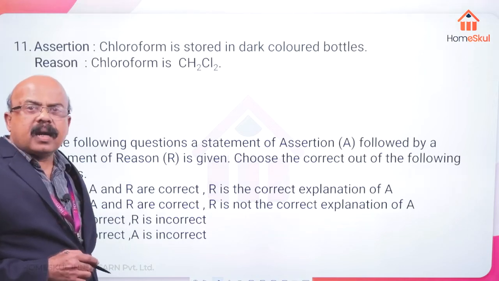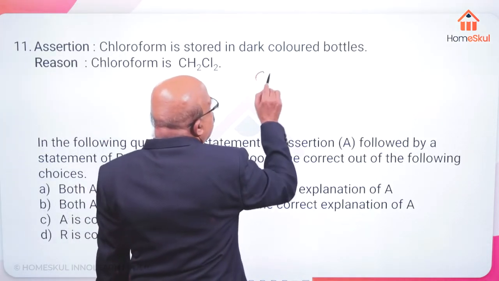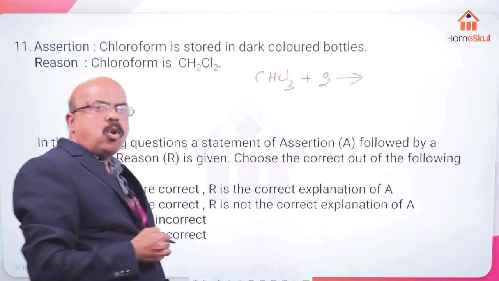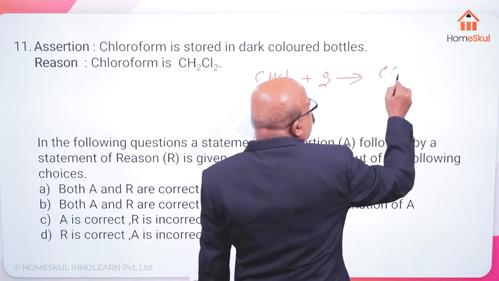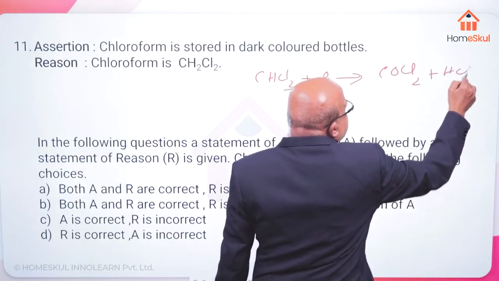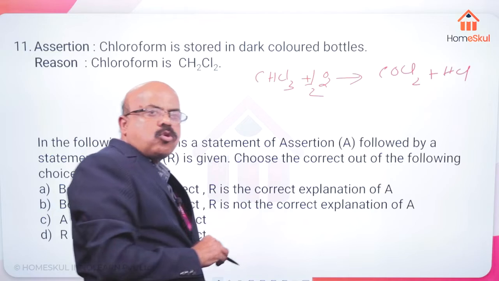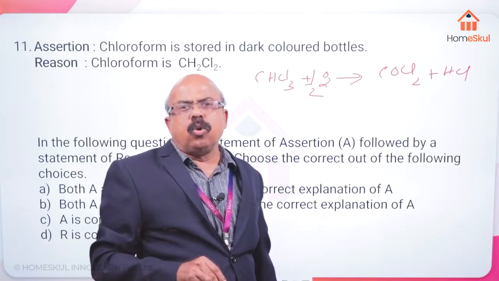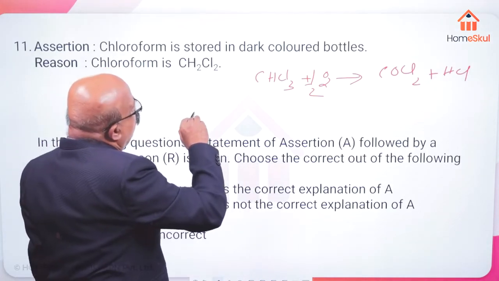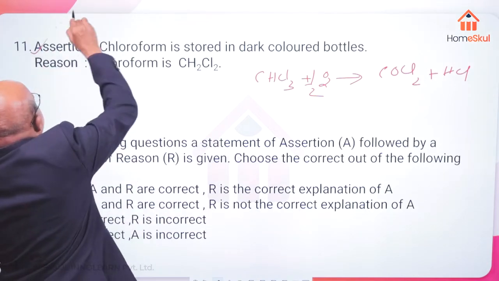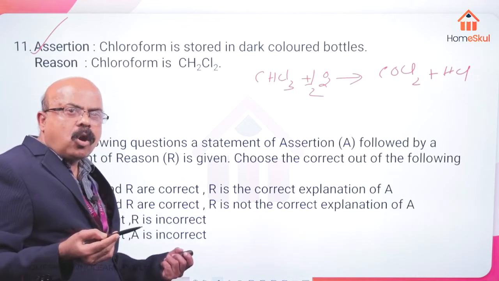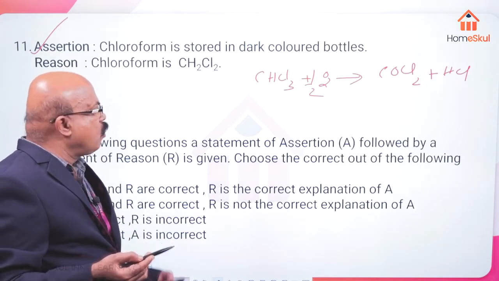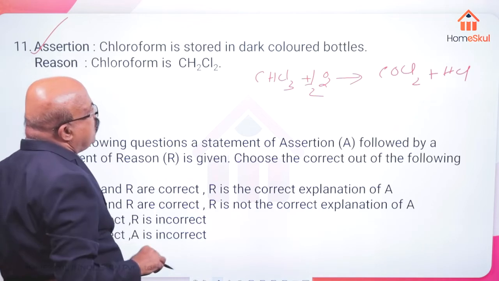Chloroform is stored in dark colored bottles. Chloroform is CHCl3. It undergoes slow oxidation in the presence of light and air, giving COCl2, that is carbonyl chloride. Because of that, in order to avoid the slow oxidation of chloroform to the poisonous compound phosgene, it is stored in colored bottles. That statement is correct. The reason given here is that chloroform is CH2Cl2.